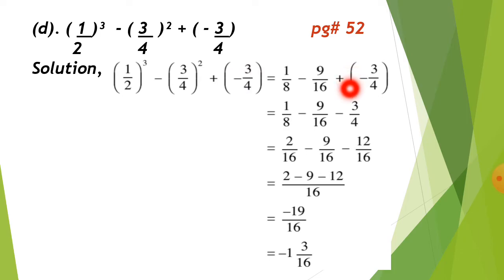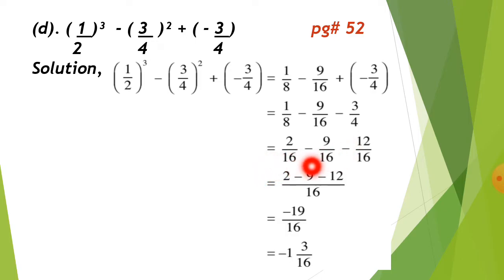Then plus minus will be minus, and 3 over 4. So we are going to take the LCM of these three numbers. It will be 16, and we are going to divide 16 by 8. 16 ones are 16, 16 twos are 8; 8 ones are 8, 8 twos are 16; and 2 ones are 2. The same 16 will be divided by 16. It will have the 1, so 9 ones are 9, and 16 is going to divide by 4. 4 ones are 4, 4 fours are 16, 4 threes are 12.